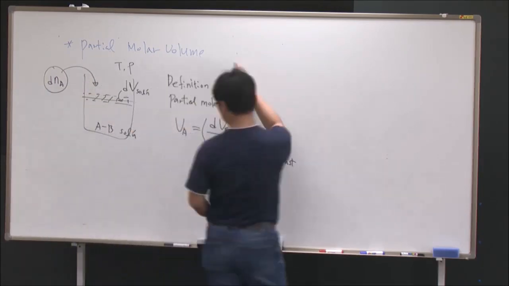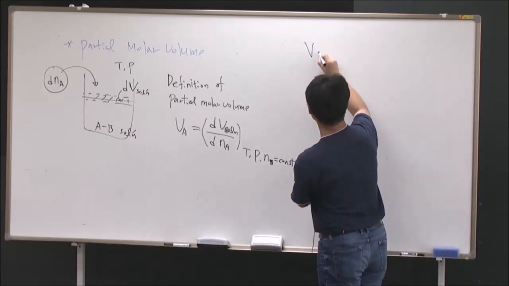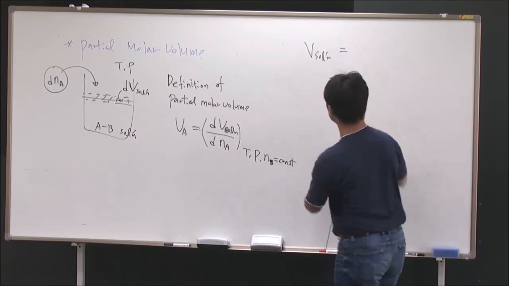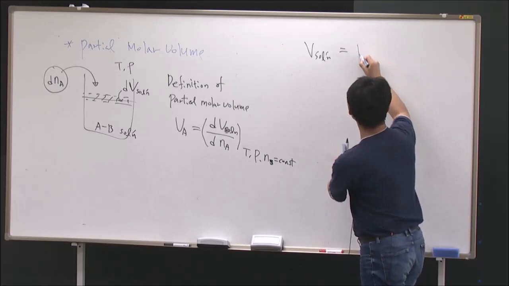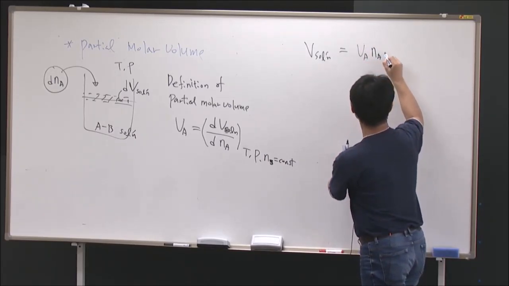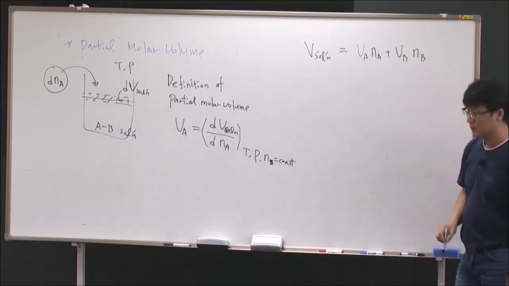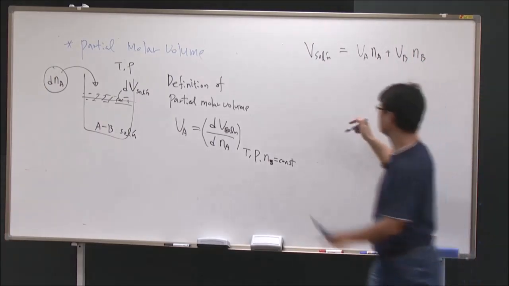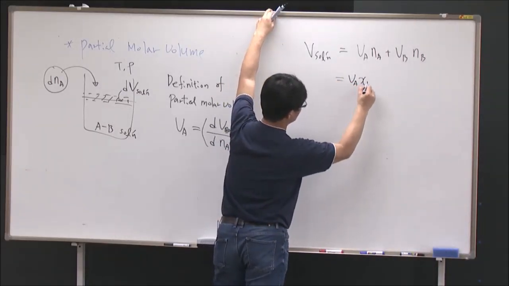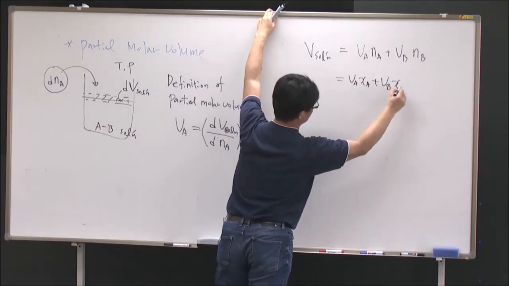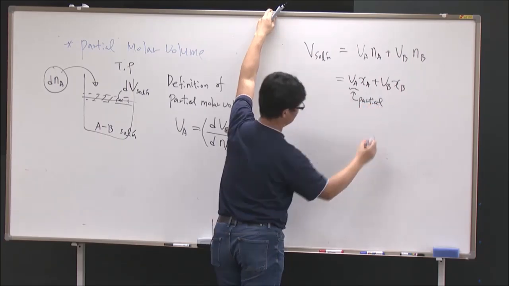So by definition now, if you just assume this one, the V of solution equals VA NA plus VB NB. If you just assume that this is 1 mole, then we can say VA XA plus VB XB, and we say that this is the partial molar volume.